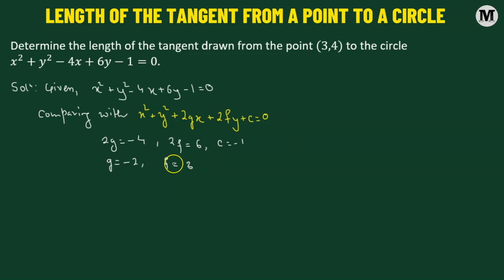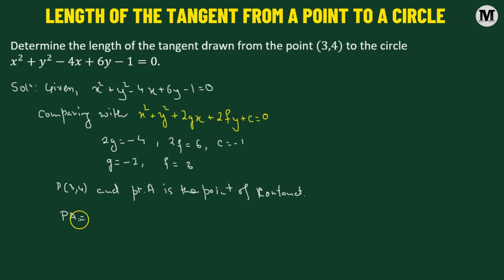Now, let's say we have the point P with the coordinates (3, 4) and we have another point A, which is the point of contact. It means that if we join point P and point A, that's going to be the tangent to the circle at point A. Our goal will be to determine the length of PA.